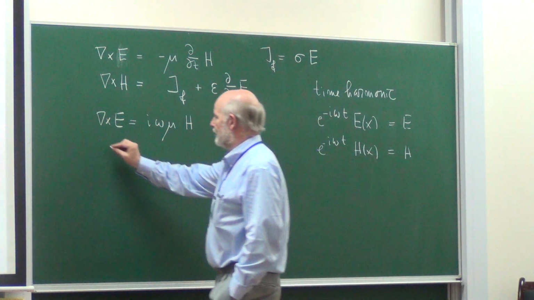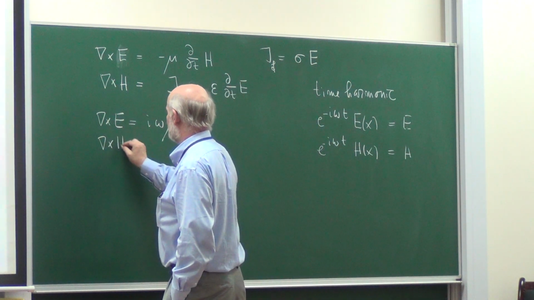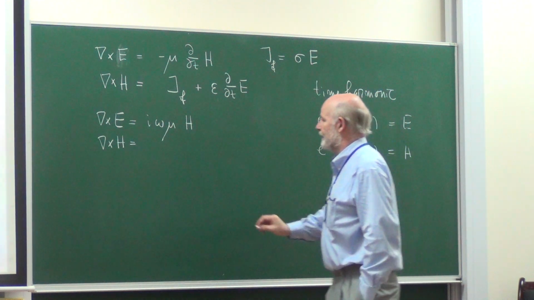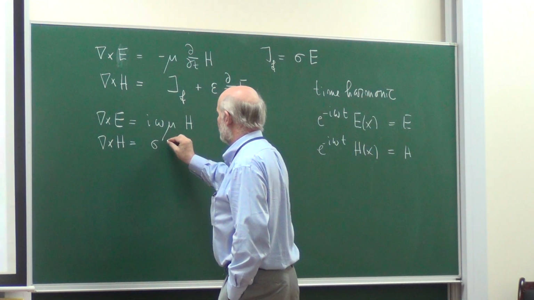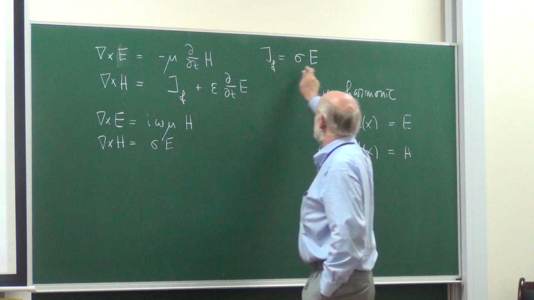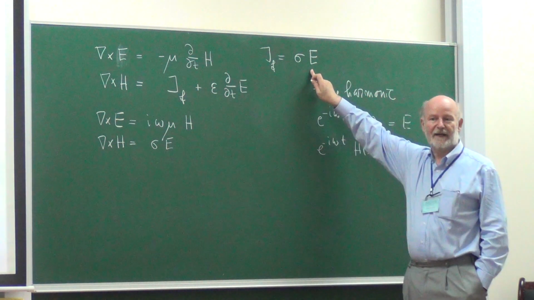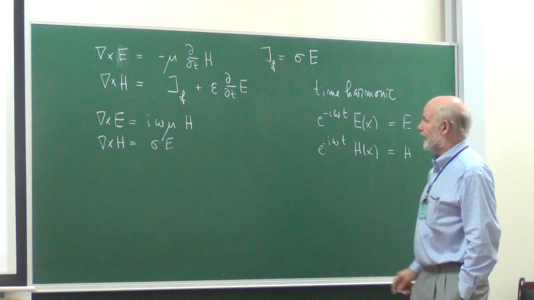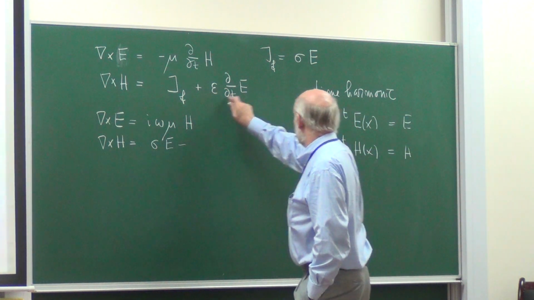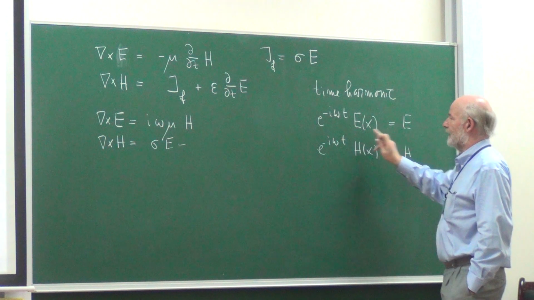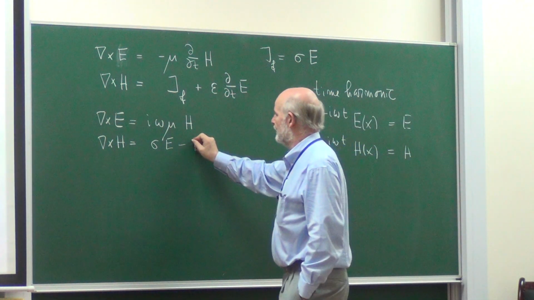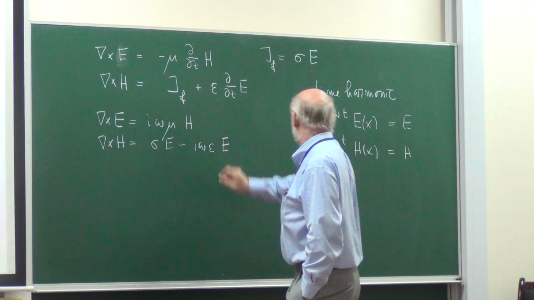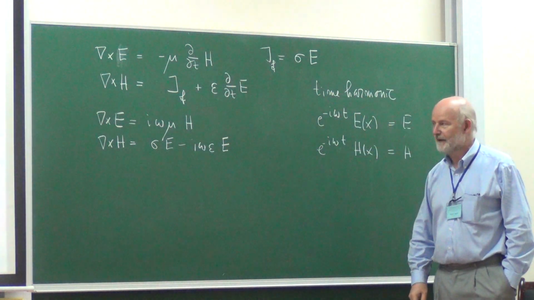Then I get down here, curl of H is equal to, and I can write it as σE, if I decide that this is a relation between the electric field and the free current. And then I get here minus, when I differentiate this, minus iωε, and then I get E. That's what I get.